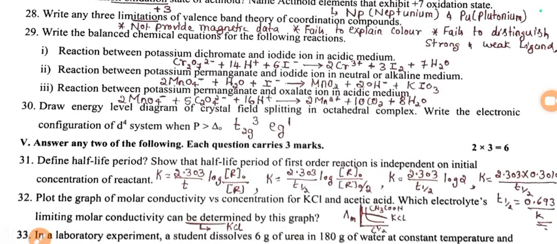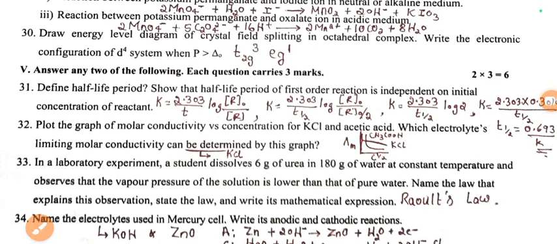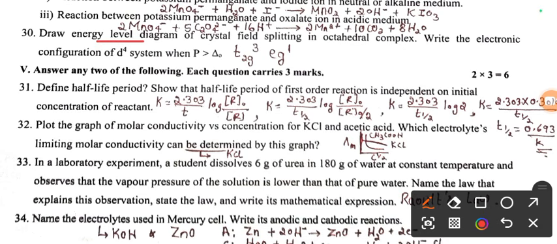29th question: reactions based on D and F block. Based on these statements, reactions of the D and F block chapter are written, you can refer. 30th question: draw the energy level diagram of crystal field splitting theory of octahedral complexes. That is a very easy, expected question. And the electronic configuration of d4 system when pairing energy is greater than delta naught is t2g3 eg1.